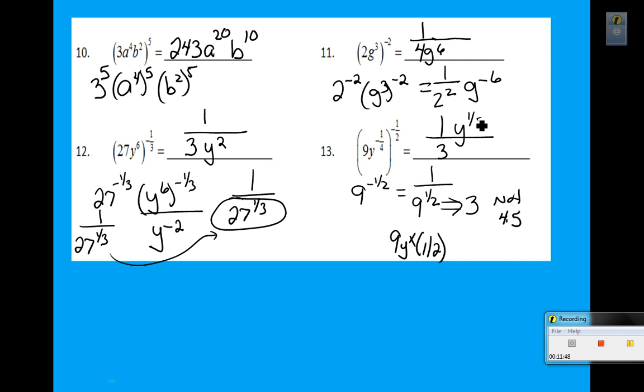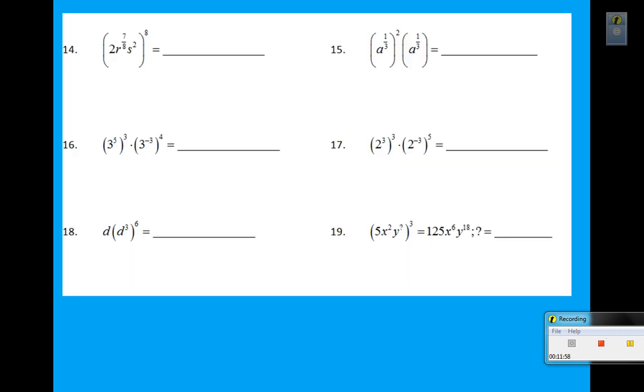So I kind of threw some tougher ones at you there. I'm going to come back with some easier ones now. So here's my number 14. I got 2 r to the 7/8, s squared, all that to the 8. So I need to go 2 to the 8th in my calculator, guys, and I'm going to get 256.